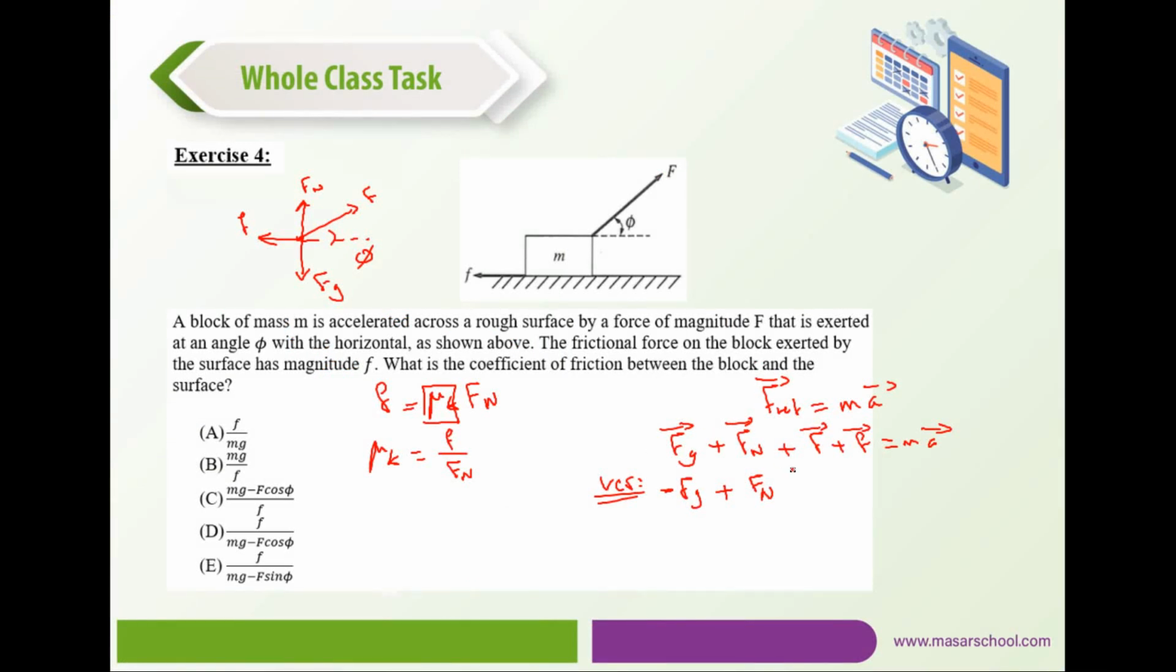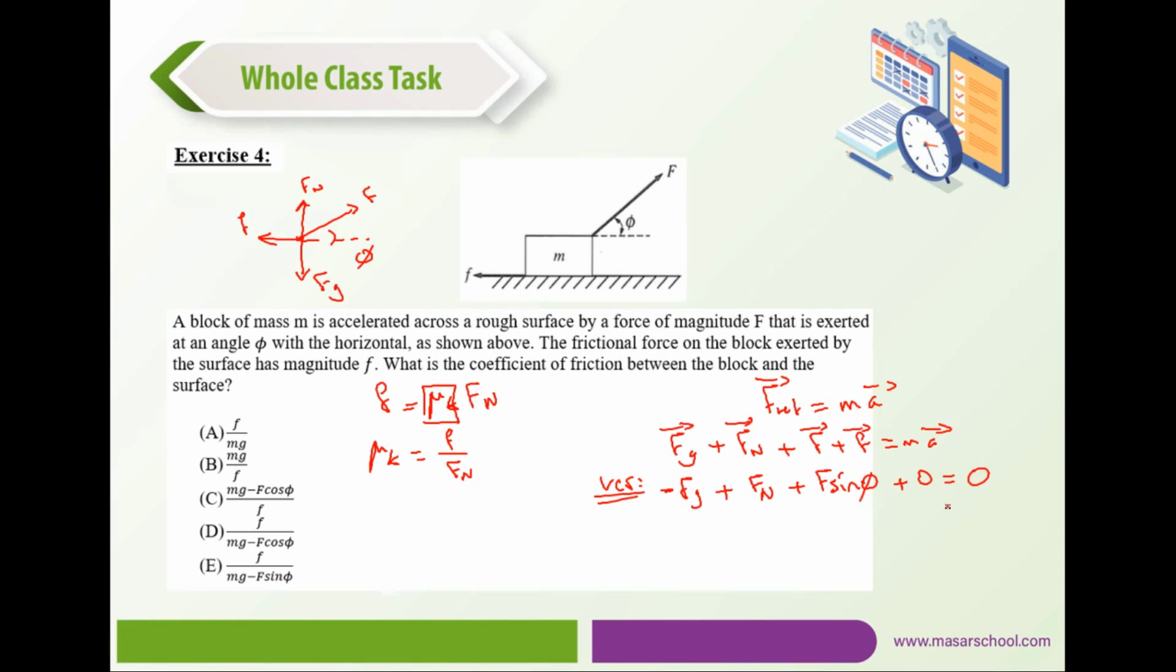However, let me continue here. Plus F sine phi, that would be the vertical component of this force, plus the friction, which is 0 along the vertical, and that would be 0.